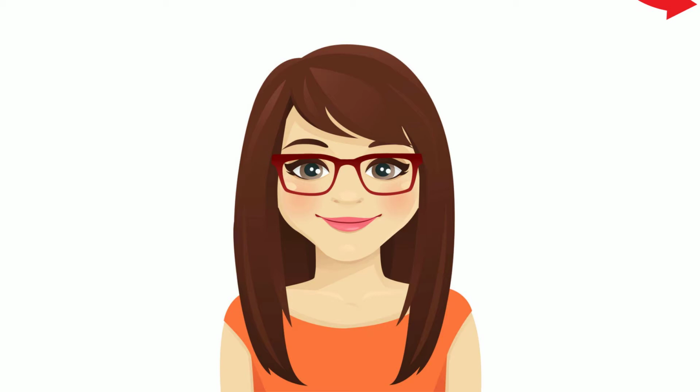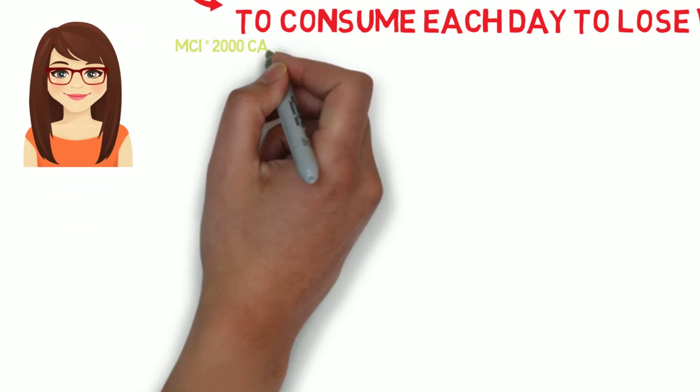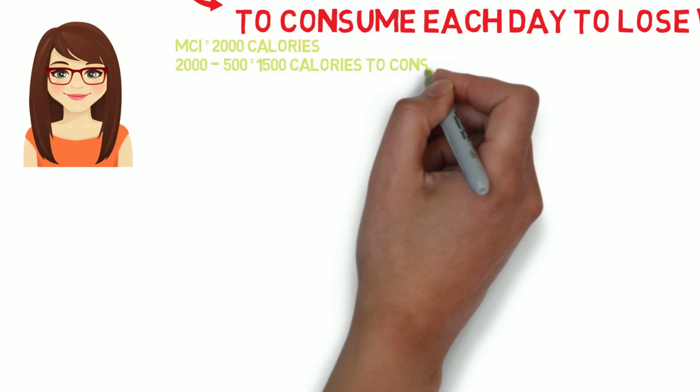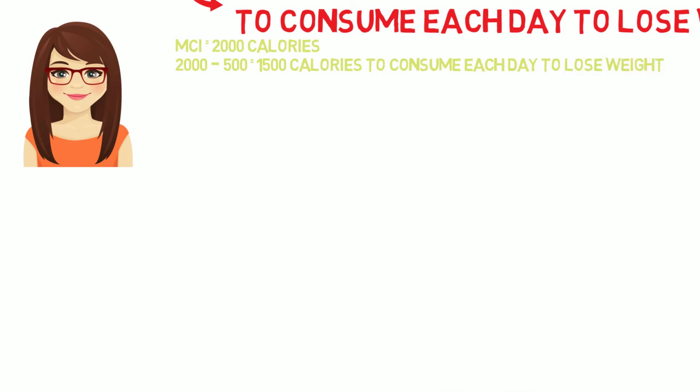So, for instance, let's bring in Sarah. And Sarah has already done the math and calculated her MCI, resulting in 2000 calories per day. She then will simply take 500 calories away from 2000 and has found that she has 1500 calories to consume daily to lose weight.